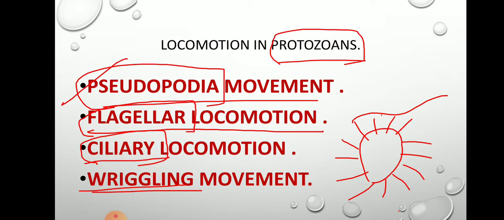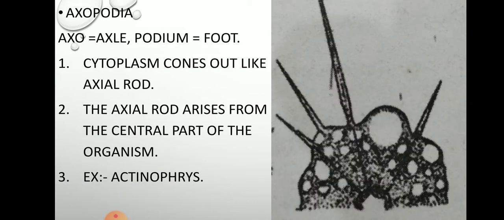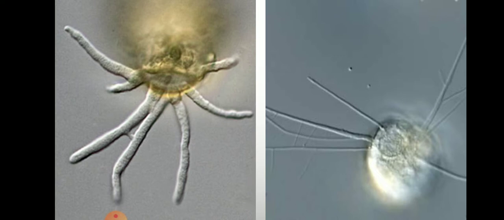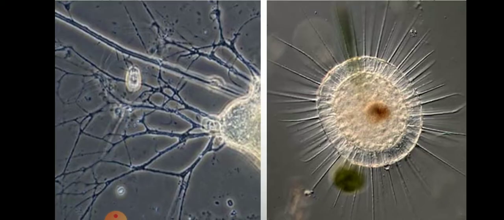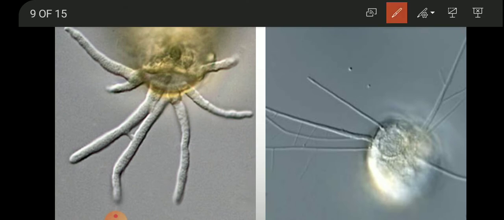Now we will discuss this flagellar locomotion. Before going to that, I will show you some examples. Okay, so this is the organism. Can you guess which type of pseudopodial locomotion is seen? Is it net like, or is it thread like, or is it blunt finger like? It is thread like, is it not? You can see here thread like.